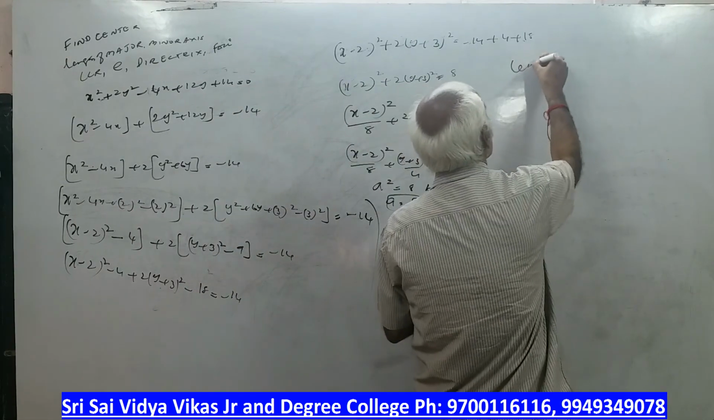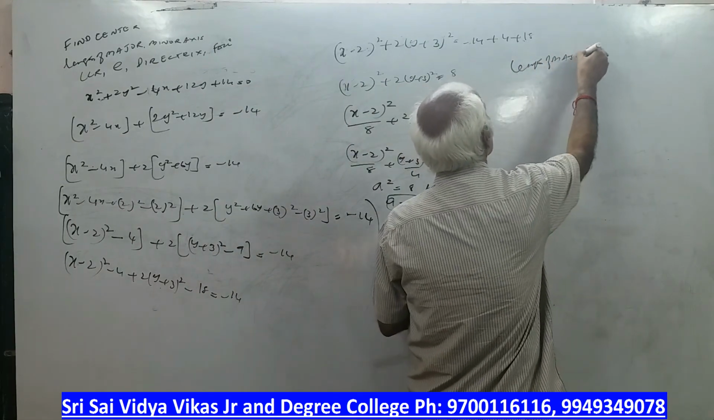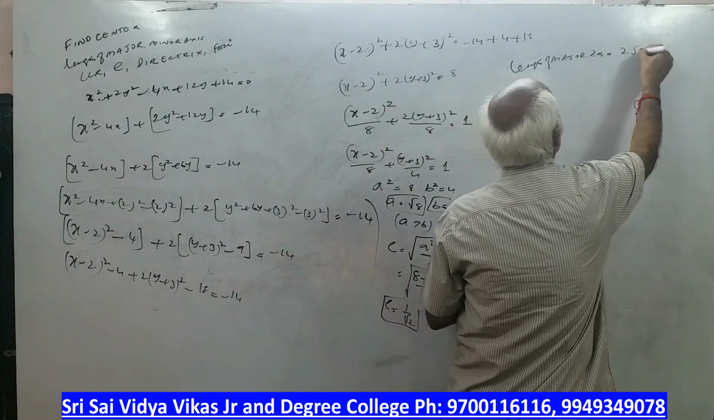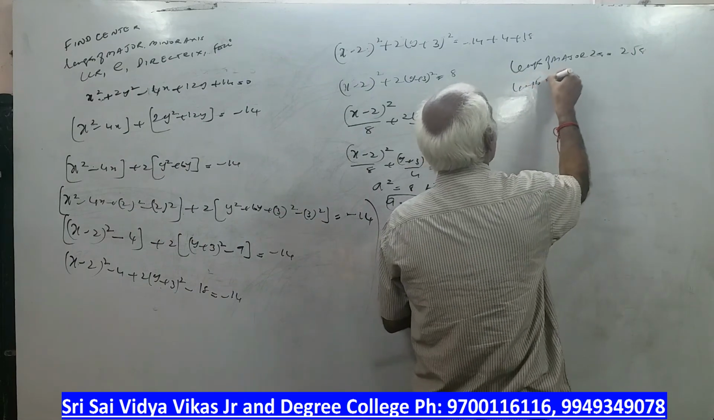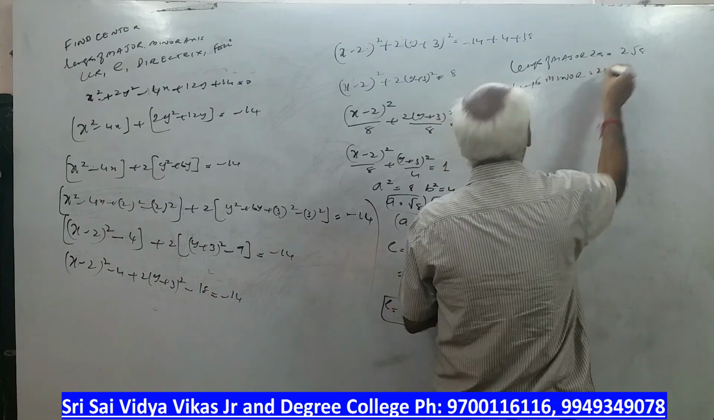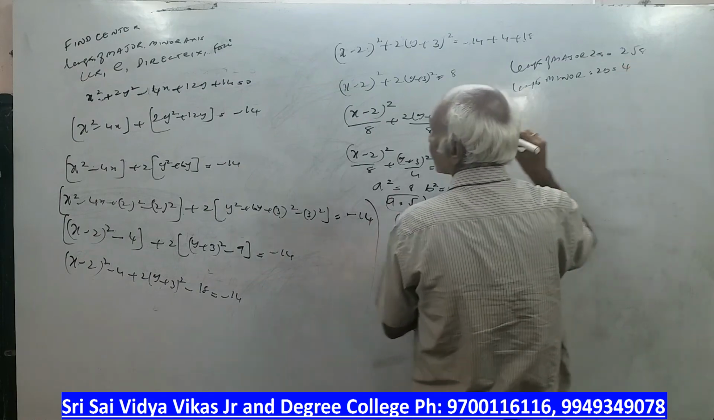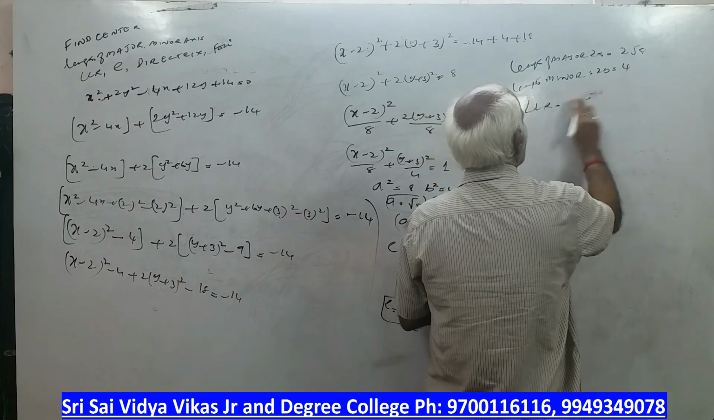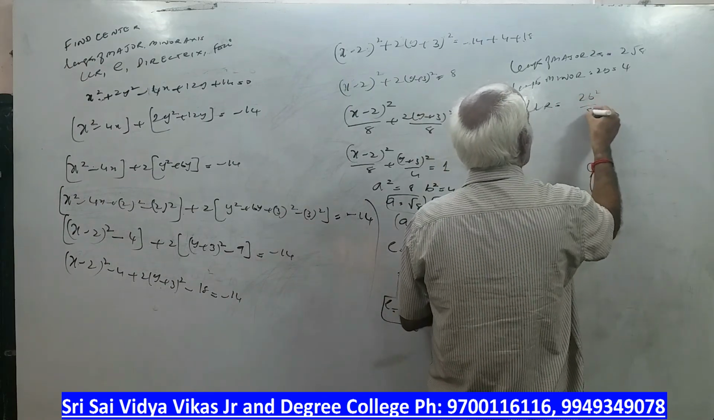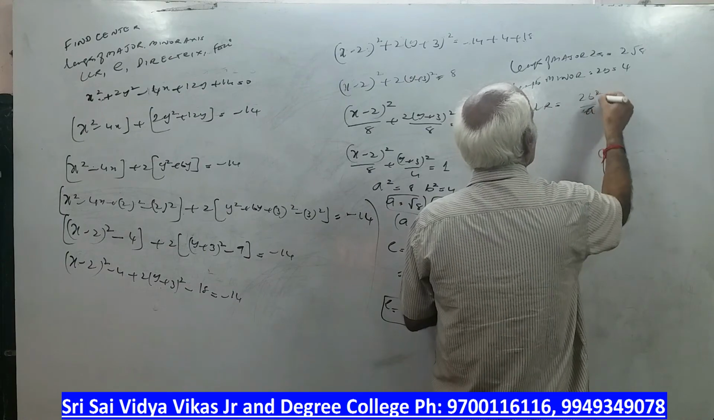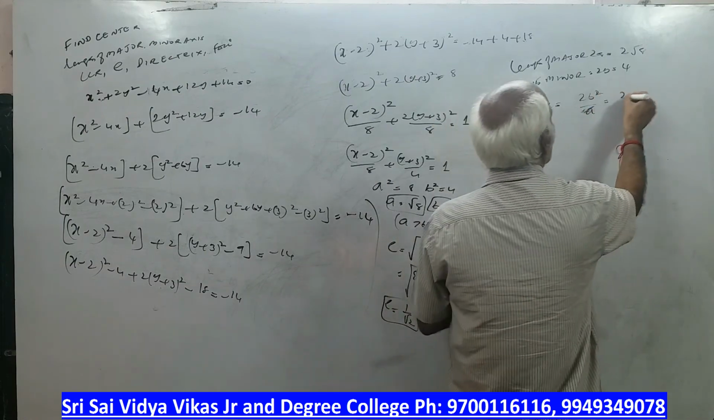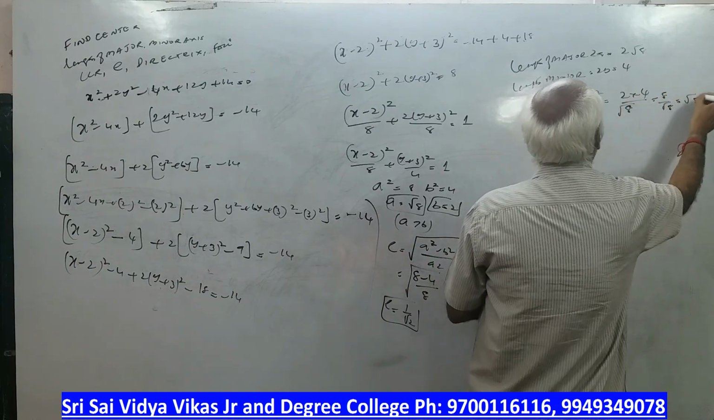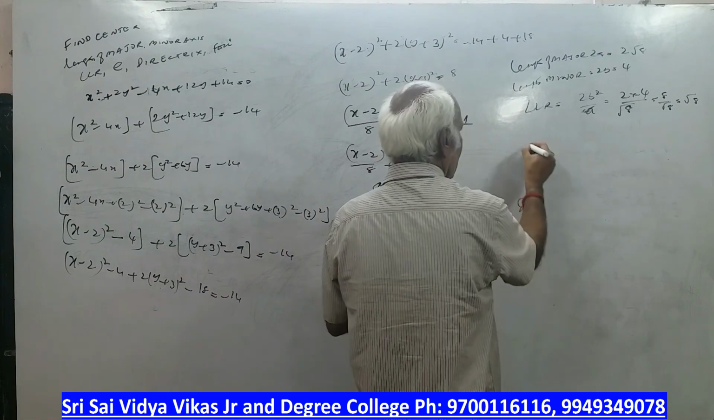Next, first you have to find the length of the major axis, 2a. 2a means the a value, how much, sir? Root 8. So 2 root 8. Length of the minor axis, 2b. 2b means 4. Next, the length of the latus rectum is 2b square by a. So 2b square, b square is what, sir? 4 by root 8. Root 8. Okay.